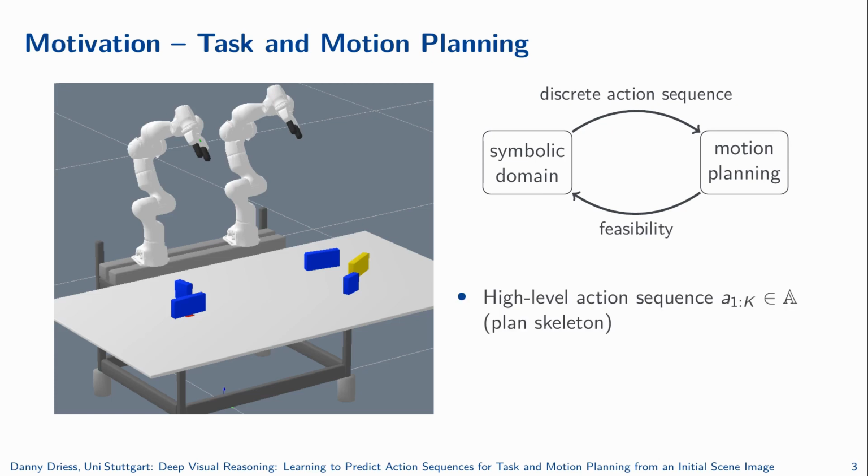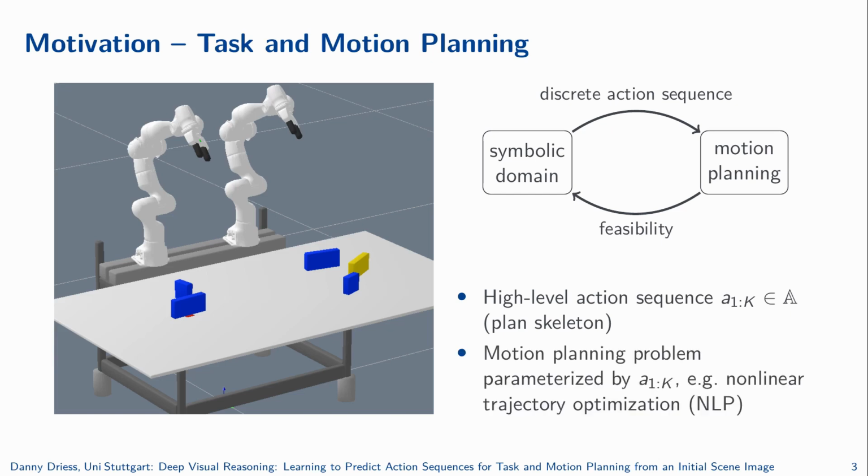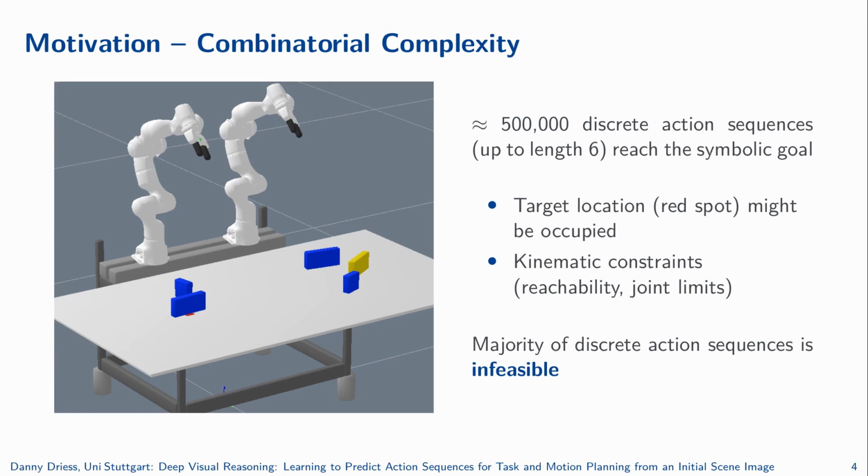The symbolic level, commonly defined in terms of first-order logic, proposes high-level discrete action sequences for which the motion planner tries to find motions that either fulfill the requirements induced by the high-level action sequence or return that the sequence is infeasible. In this scenario shown here, there are about 500,000 discrete action sequences up to length 6 that reach the symbolic goal. At the same time, due to kinematic constraints such as reachability or joint limits and other objects that act as obstacles, the majority of the discrete action sequences are infeasible and therefore, many motion planning problems have to be solved to find a feasible solution.